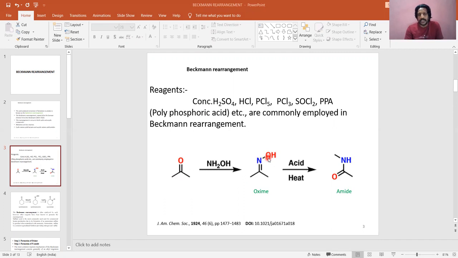So this is the first step. The first step involves the conversion of ketones to oxime in the presence of hydroxylamine. This is a very common reaction. If we use aldehydes, aldehydes will be converted into aldoximes in the presence of hydroxylamine, or if we use ketones, ketones will be converted into ketoximes. Two kinds of oximes are possible, aldoximes and ketoximes.